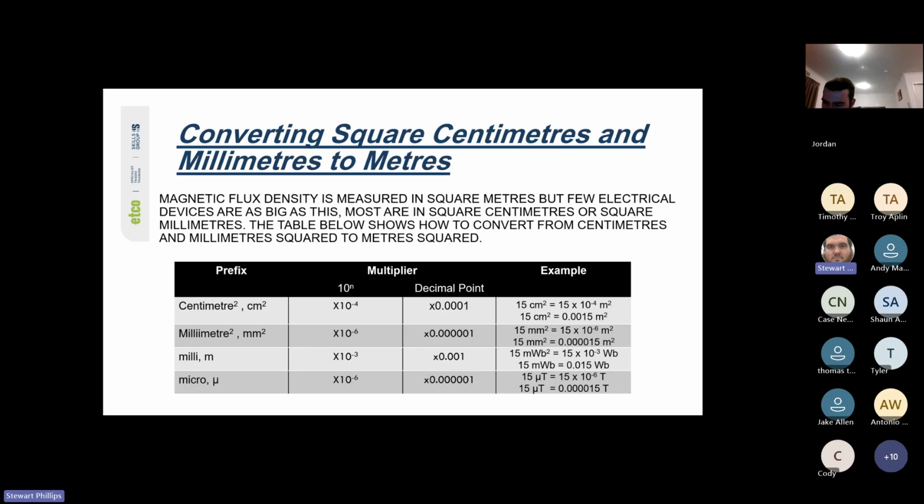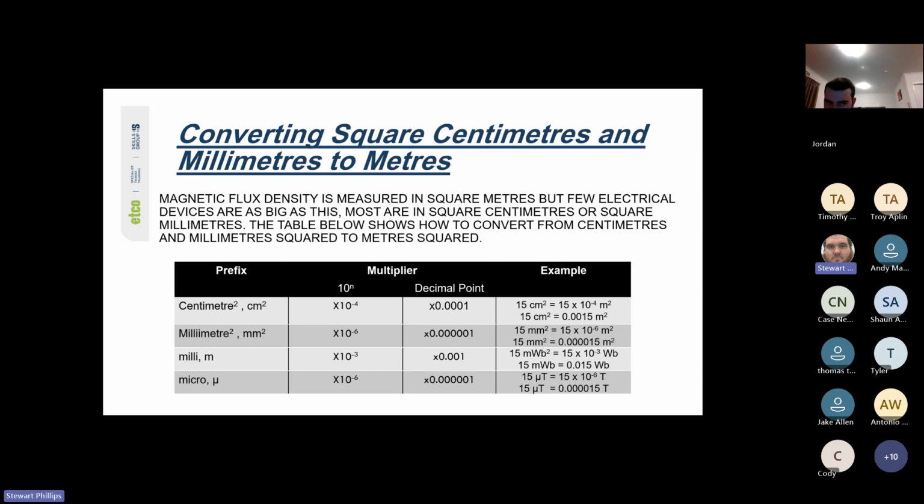Cool. And so when we're converting square centimeters and millimeters to meters, magnetic flux density is measured in square meters, but few electrical devices are as big as this. Most are in square centimeters or square millimeters. The table below shows how to convert from centimeters and millimeters squared to meters squared.